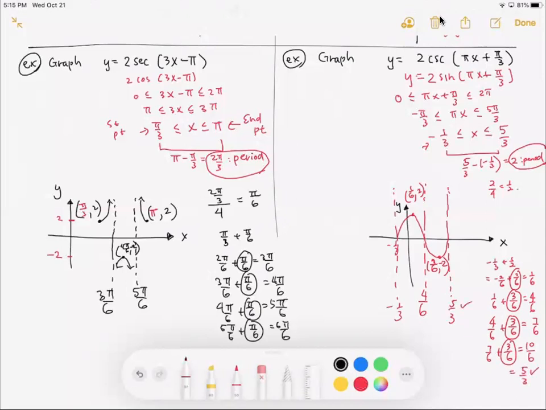But then I want to graph my 2 cosecant of pi x plus pi over 3. So only the blue part and vertical asymptote part should be the graph of 2 cosecant of pi x plus pi over 3.